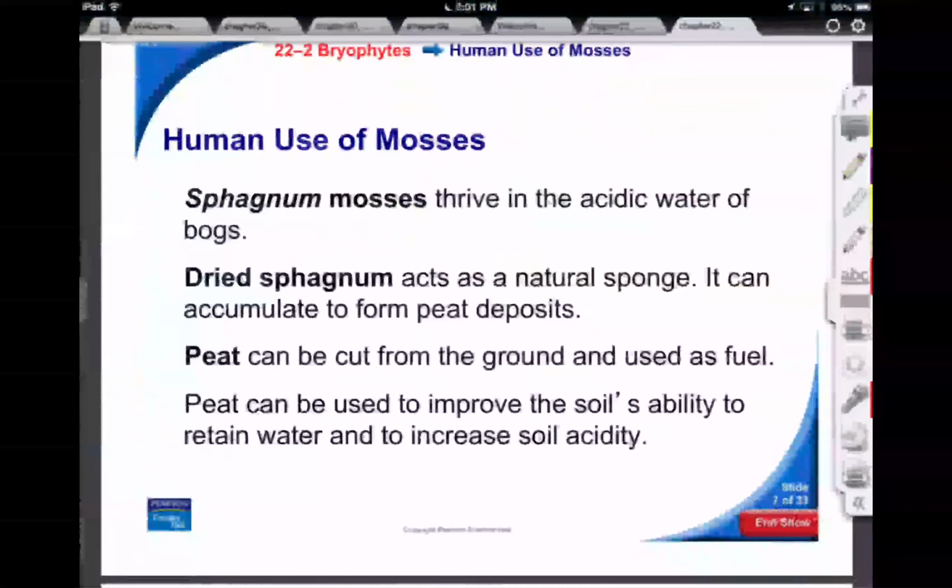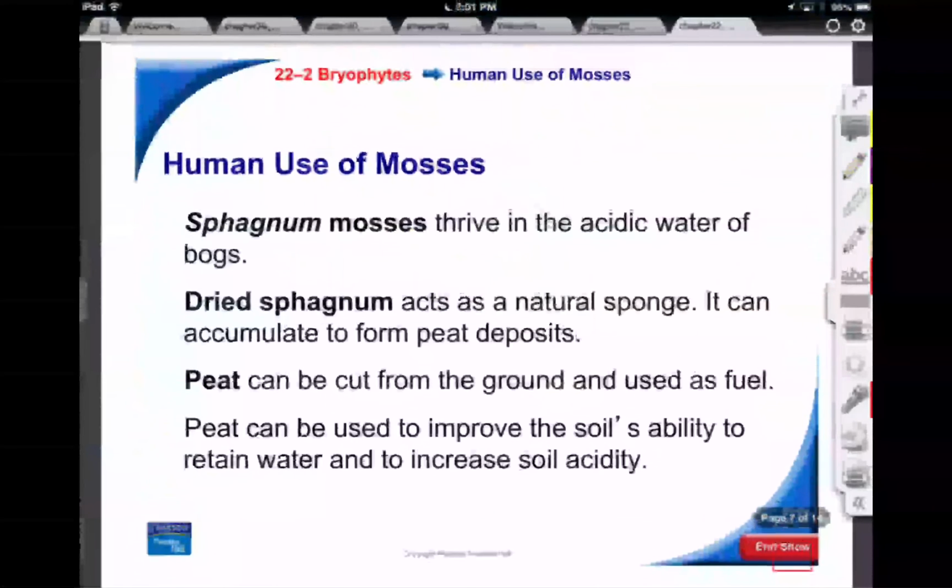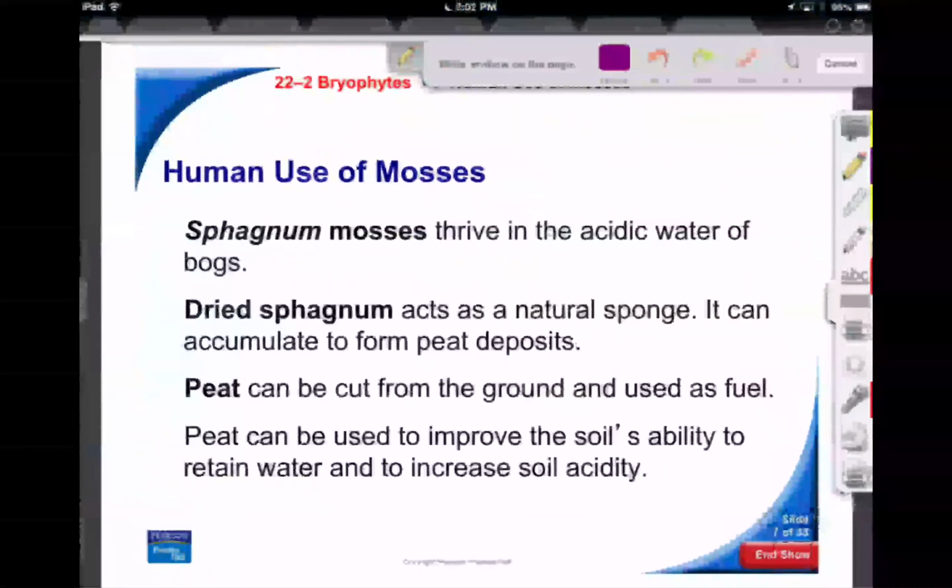And you can cut moss up from the ground. It can be used as fuel. And if you've ever gone into a store around here, I'd say, for example, like Art Naps, or any place where they're selling gardening supplies, things like that, they'll give you a little disc, and it's sphagnum moss.